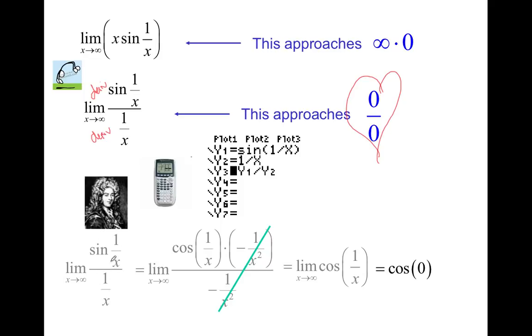So here is the original. The derivative of sine is cosine of the stuff times the derivative of the stuff, right? The derivative of 1 over x is negative 1 over x squared. Those cancel out, and I end up with cosine 1 over x. Plug infinity in here, right? Replug in. And cosine of 0 is 1.